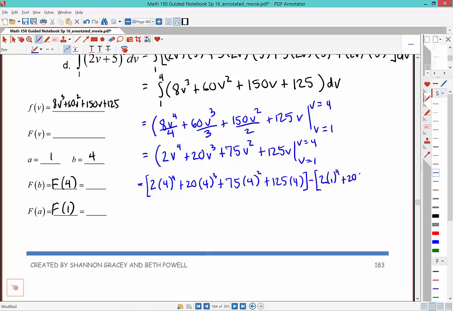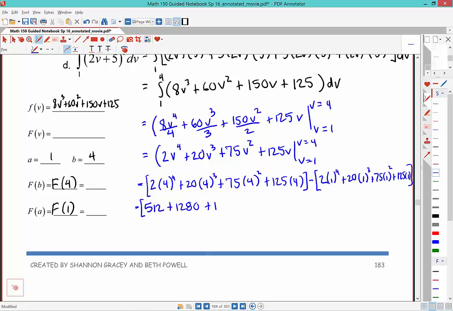Okay, so let's see. I have my calculator with me. 4 to the 4th should be, what, 256? I'll double check it. Yep, 256. And then 2 times 256 is 512. And then 4 cubed is 64. And 64 times 20 is 1280. And then we have 75 times 16 is 1200. And 125 times 4 is 500.